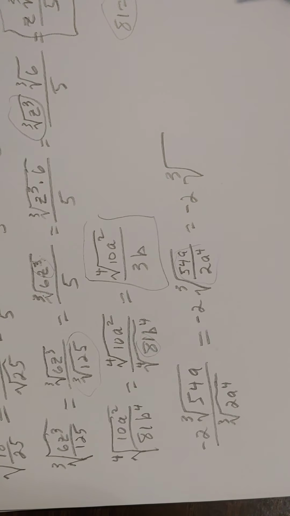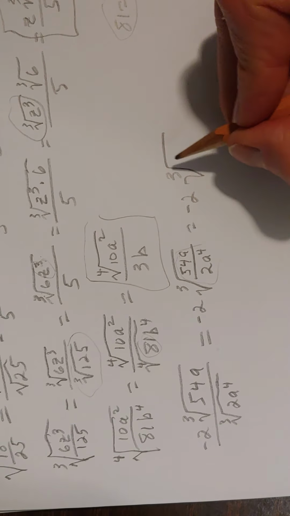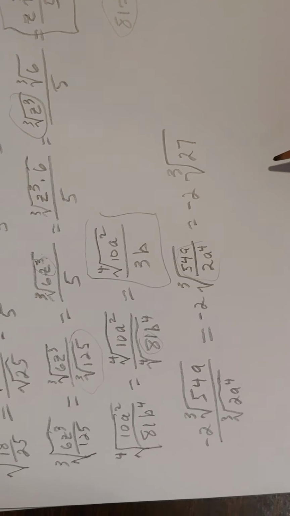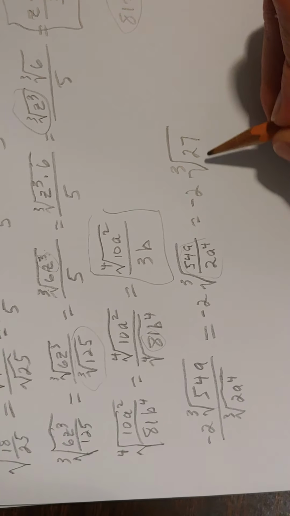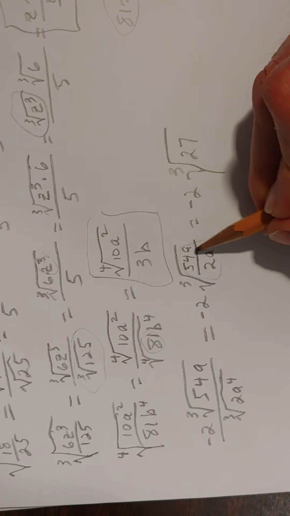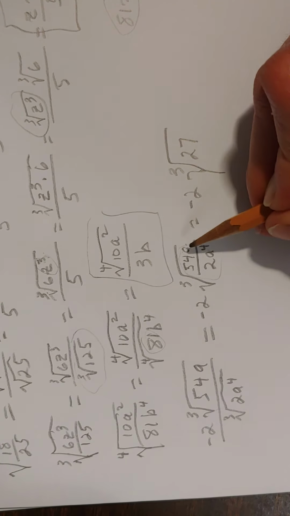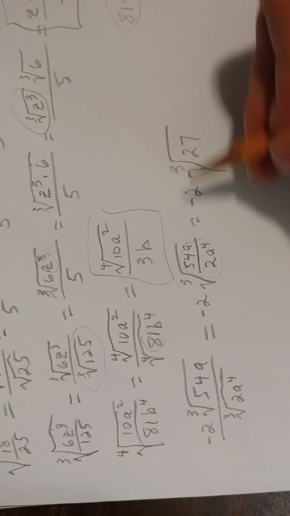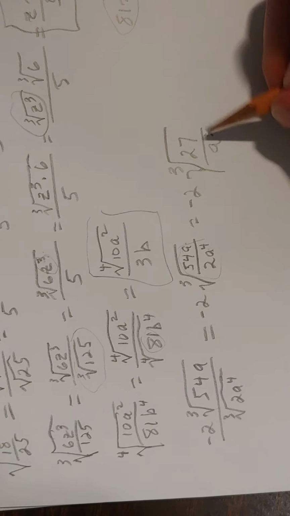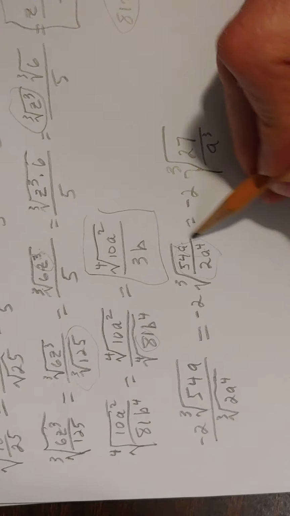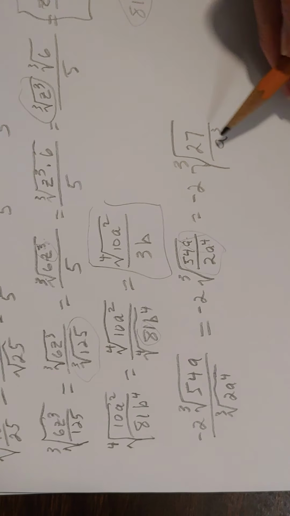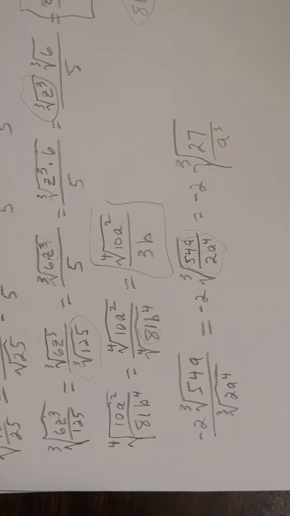2 into 54, what's that? It's 27. So 54 over 2 is 27. And a over a to the 4th, this a divides out one of those a's. Or you could say a to the 1 minus 4, a to the -3rd, and then move it down in the denominator. But I'm assuming you know how to simplify this part. A over a to the 4th is 1 over a cubed, but there's an a cubed down in the denominator.